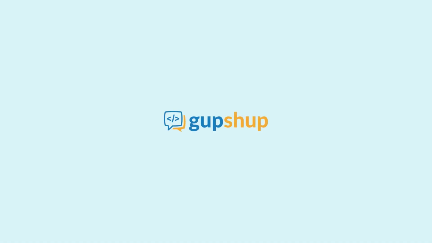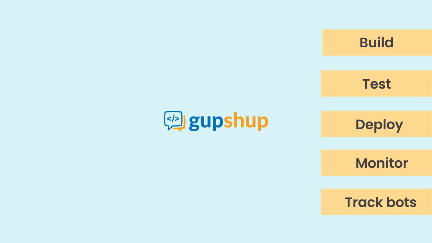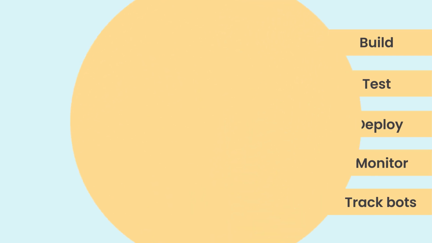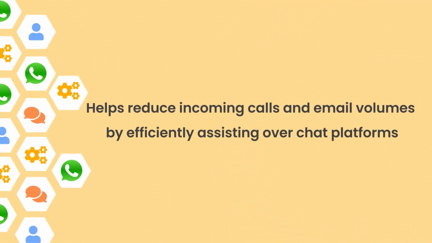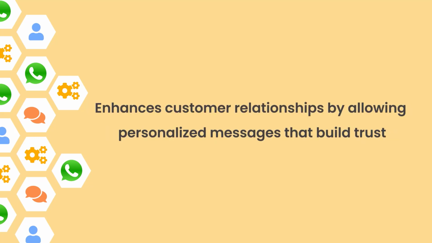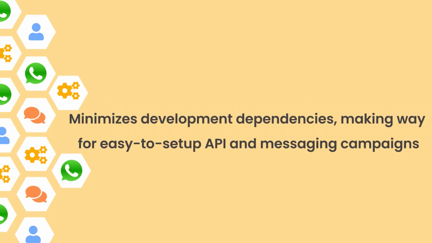Gupshup offers smart messaging services and advanced development tools to easily build, test, deploy, monitor, and track bots. Let us see how you can benefit from using WhatsApp integration with Gupshup. Helps reduce incoming calls and email volumes by efficiently assisting over chat platforms. Enhances customer relationships by allowing personalized messages that build trust. Minimizes development dependencies, making way for easy to set up API and messaging campaigns.